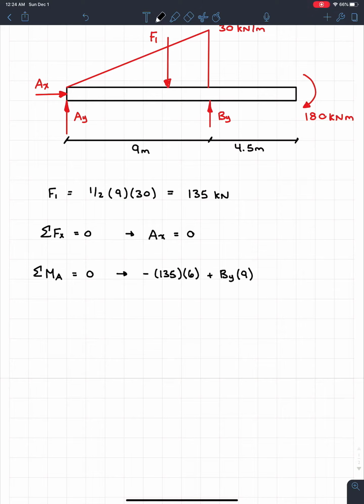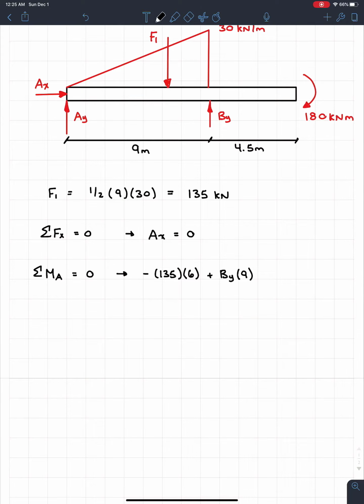One thing that'll really start to trick students is we have to keep in mind that there's a concentrated moment at the end of the beam. And that concentrated moment is 180 kilonewton meters. If you forget to put this in here, your moment will be wrong, so BY will be wrong. And if BY is wrong, then AY is going to be wrong, and then all of your equations after that will be wrong.